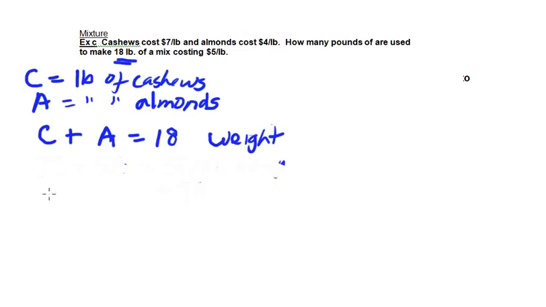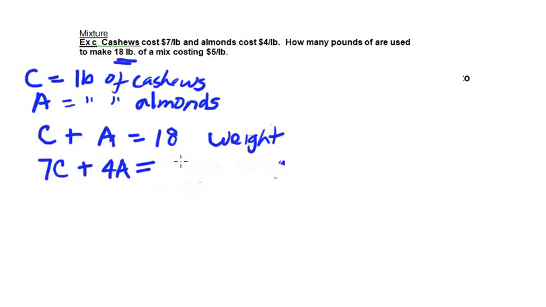Now for the second equation, there's some money involved, so we're looking at $7 a pound, and when we want to find the amount of money which is spent on cashews, it's going to be $7 per pound, but we're going to multiply by the number of pounds of cashews, which is C. And then when we want to find the money value of the almonds, we're looking at our $4 per pound, and we're going to multiply that by A. And the amount of money for cashews plus the amount of money for almonds is going to be the total amount of money which the mix is worth.